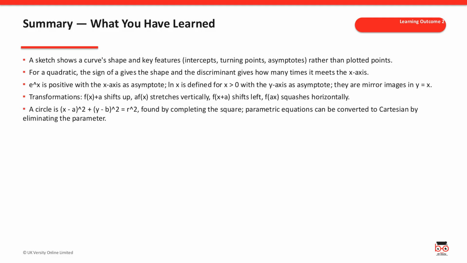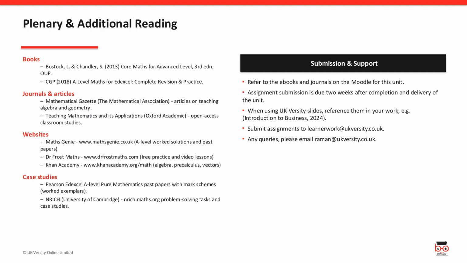So, to recap the second outcome, a good sketch shows a curve's shape and key features rather than a grid of plotted points. For a quadratic, the sign of a gives the direction, and the discriminant gives the number of x-axis crossings. eˣ and ln x are positive and defined mirror images in y = x. The 4 transformations shift and stretch any graph. And a circle is (x - a)² + (y - b)² = r², unpacked by completing the square. That wraps up our tour of graphs and geometry, from sketching quadratics and circles to shifting and stretching whole families of curves.